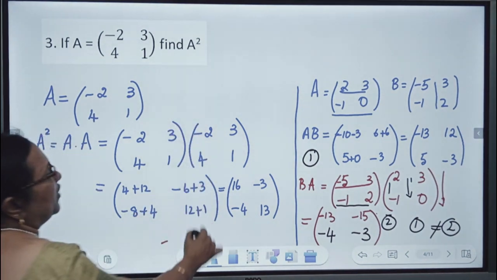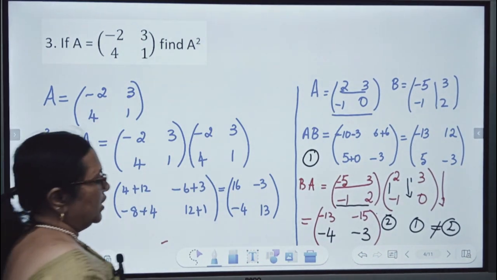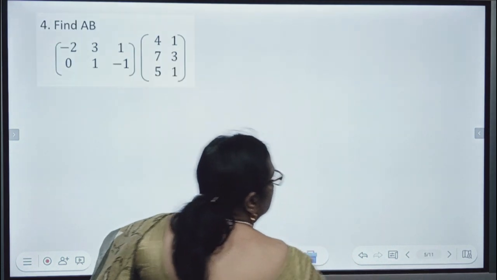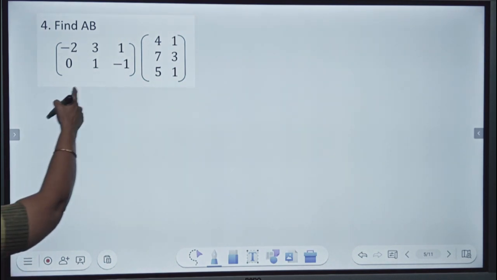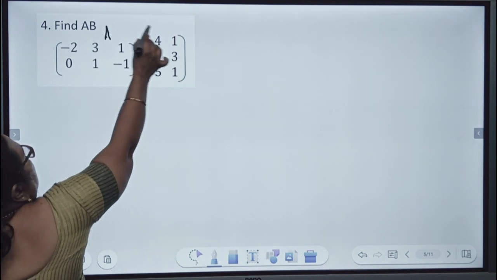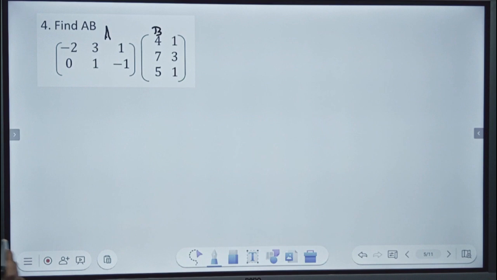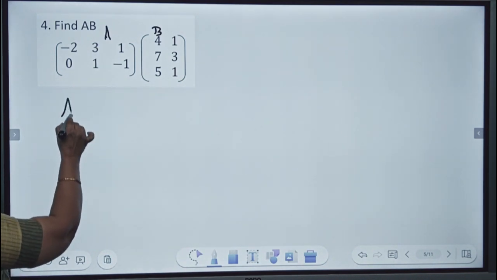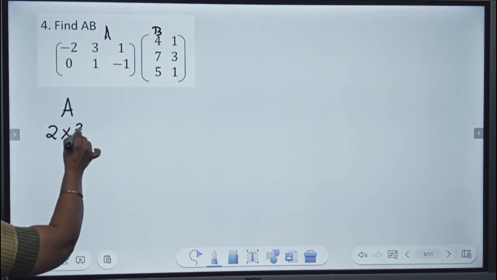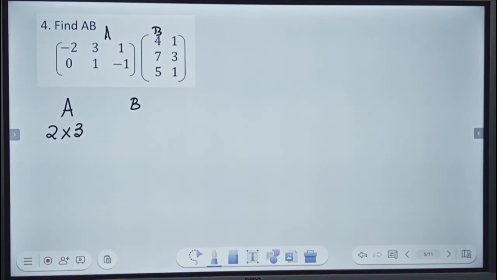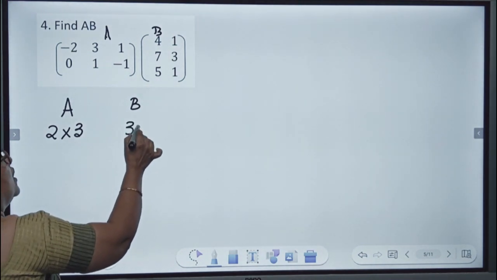So you also saw how to find A square. A square is A into A. Now find AB. We were multiplying two matrices of the same order, but here A is this and this is B. So first you have to check whether multiplication is defined. What is the order of A? 2 rows and 3 columns. For B, how many rows and how many columns? It has got 3 rows and 2 columns.